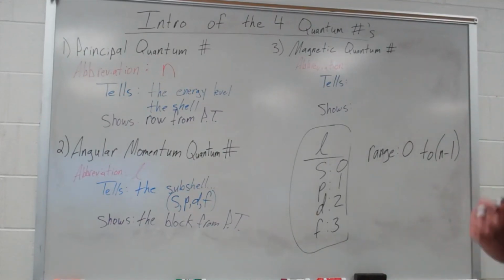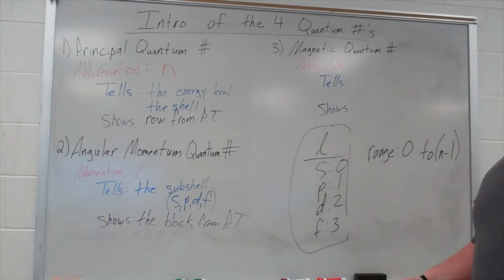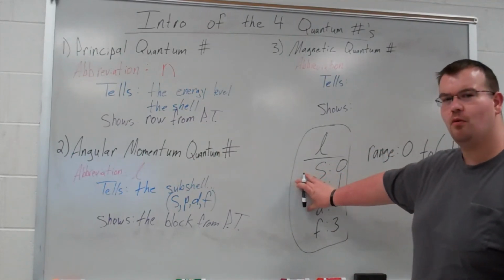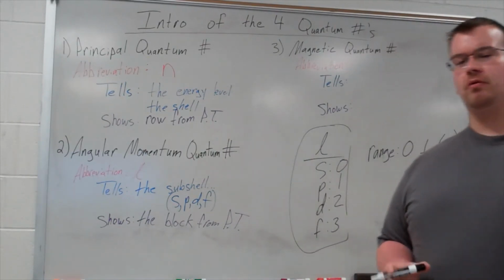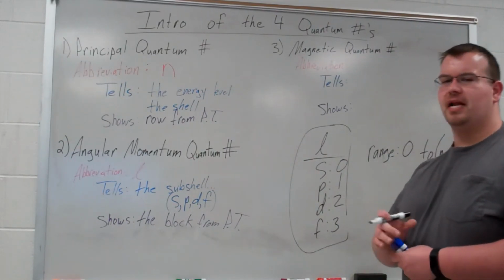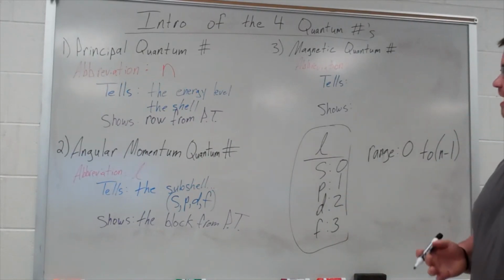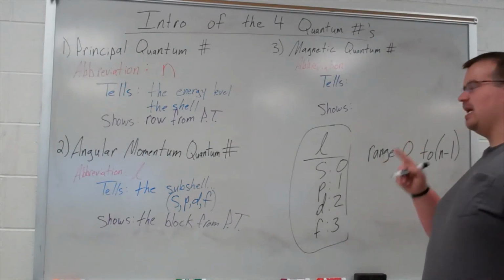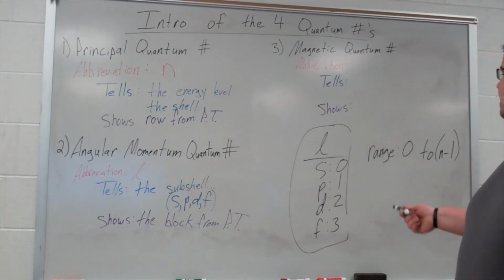Now here's the thing. These are two separate pieces of information. You're going to use this piece of information in one case, and this piece of information in the other case. In a little bit, we're going to start by determining if a set of quantum numbers can exist. And that's where all these ranges that I'm telling you come into place. This is where the range happens.